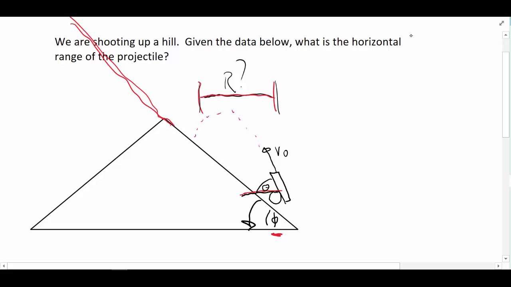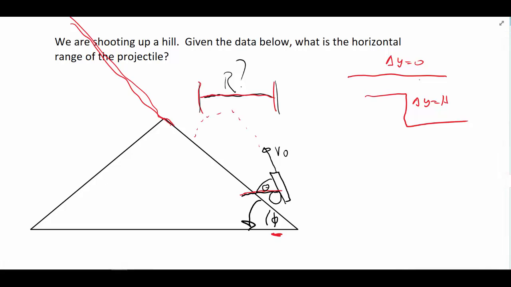Okay, this is kind of the next logical part of the process. So we've done things like we've shot on straight ground, we've shot on cliffs, and when we did this we'd say, well, delta y is equal to 0, delta y is equal to height. Now we're going to do something a little bit more interesting. We're going to shoot up a hill and we're going to say, well, how are we going to do this? This looks a little more complicated.